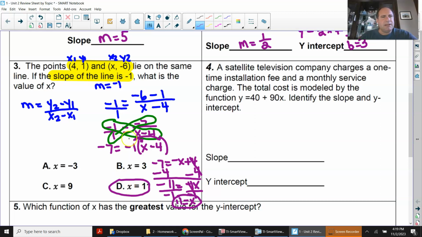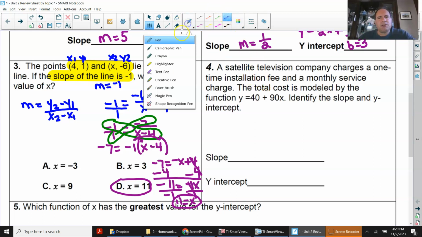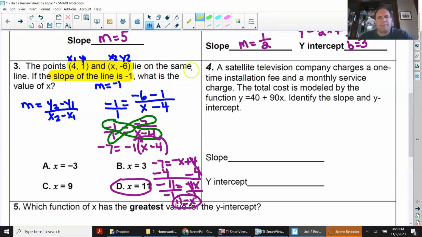So that means that if you go ahead and substitute that 11 in to this right here, if you replace this x with 11, that whole thing, y2 minus y1 over x2 minus x1, would be equal to negative 1. So you could use substitution, or you could use the method that I showed you right here with the proportion. A satellite company charges a one-time fee.